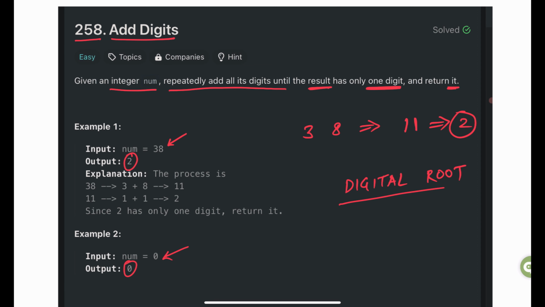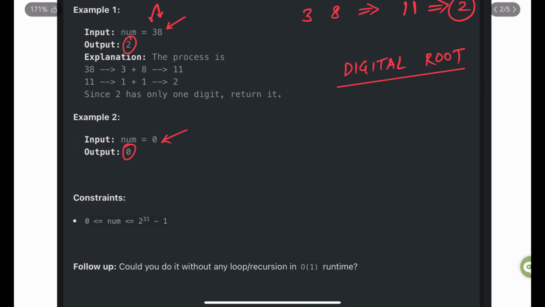This is also called the digital root, where we add all of the digits in the given number and represent it with a single digit number. One follow-up that is given to us is if we can solve this problem without a loop or recursion in O of 1 runtime. Let's switch to the whiteboard and discuss the solution, starting with the naive or brute force approach followed by an optimized one.